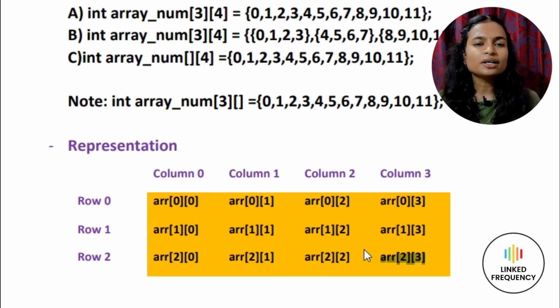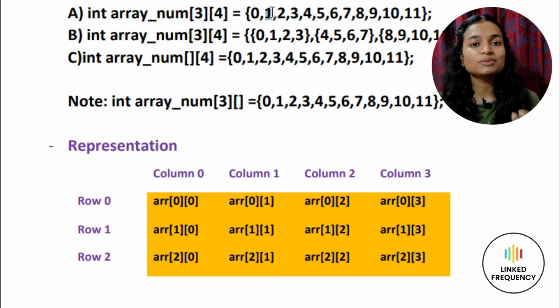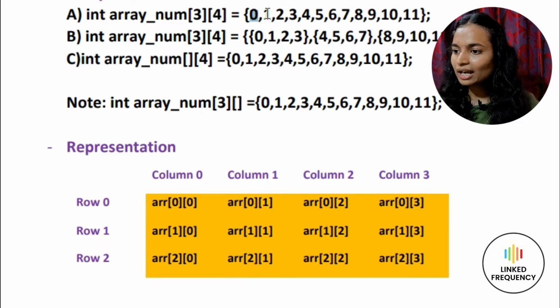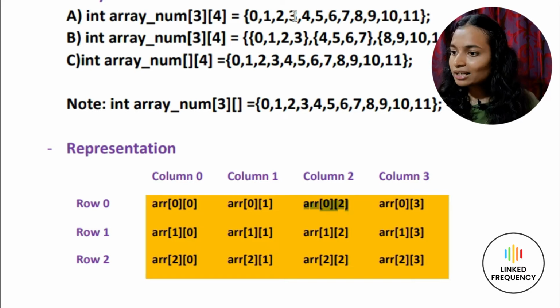To give you a short example, let me consider the values which we have used during initialization. Let me try to put the array elements. In array of 0,0 we will have 0 value, and value 1 will be stored in array of 0,1. Value 2 will be stored in array of 0,2. Value 3 will be stored in array of 0,3.